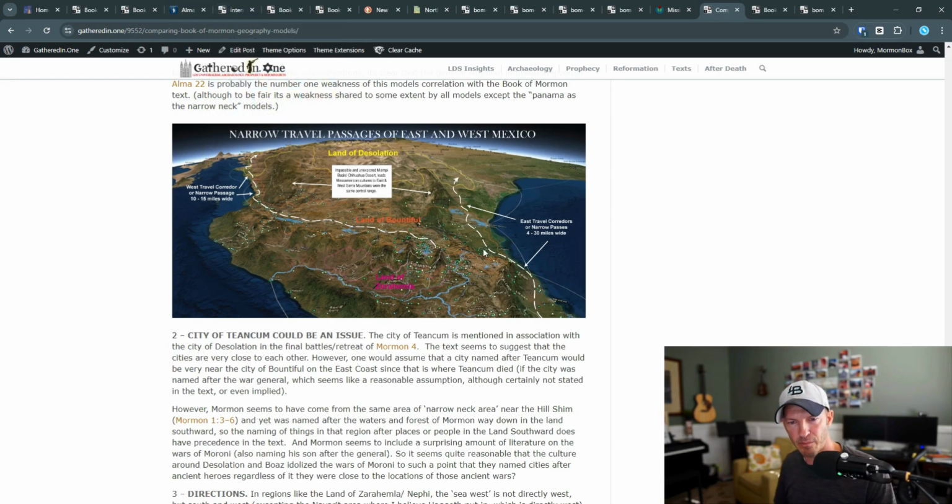And there's narrow passes on both sides, right? Even on the west side, we'll see the same thing. You've got this narrow strip, this narrow coastal plain going all the way up West Mexico that it talks about over and over, right? Because in the Book of Mormon, it talks about narrow passes on the east and on the west, right? And it says that the one between the land of Bountiful and the land of Desolation is like a day and a half's journey wide. So which is probably about 30 miles.